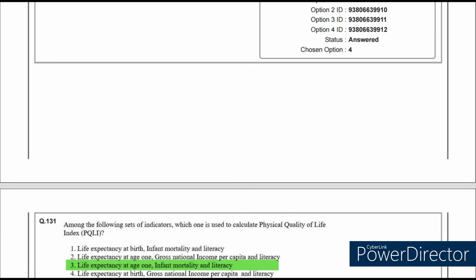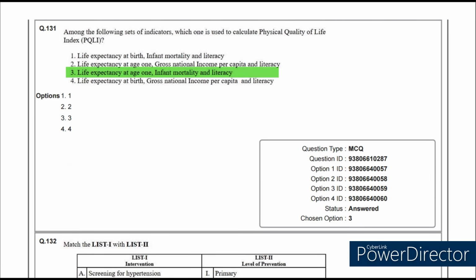And now coming to question number 131, that is on physical quality of life index. So it has three components. One is IMR, that is infant mortality rate. Second is life expectancy at age 1. And third is literacy rate. So the correct option should be option 3.